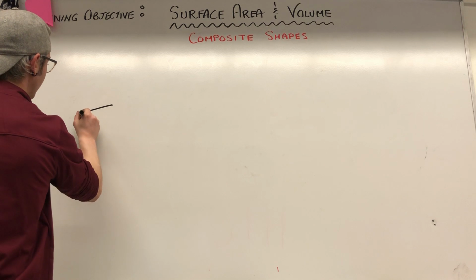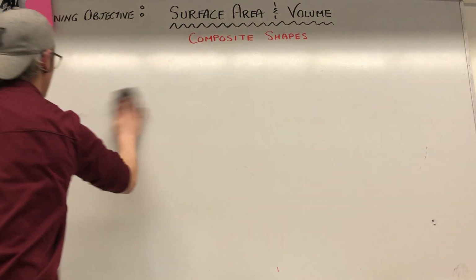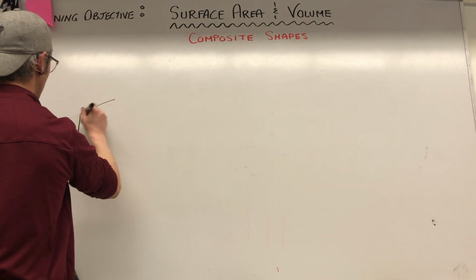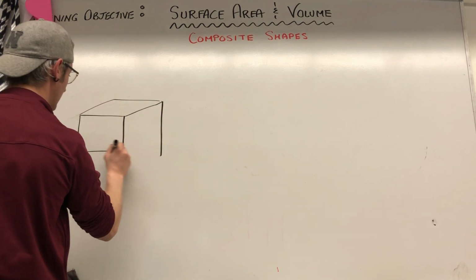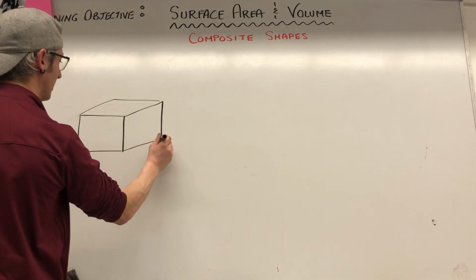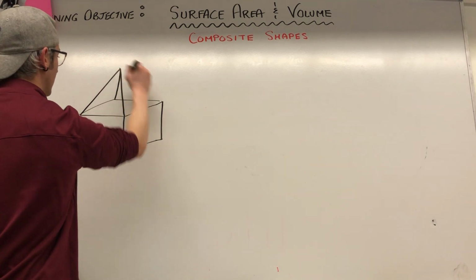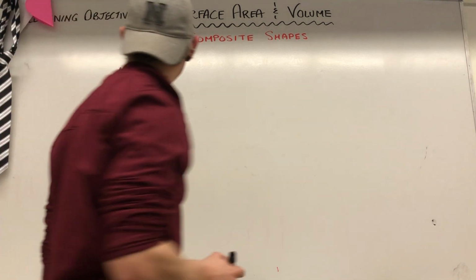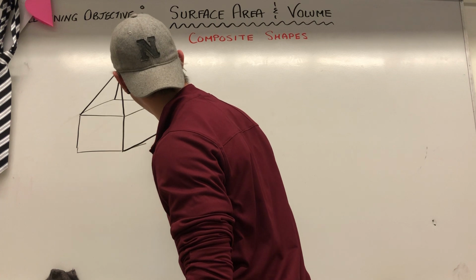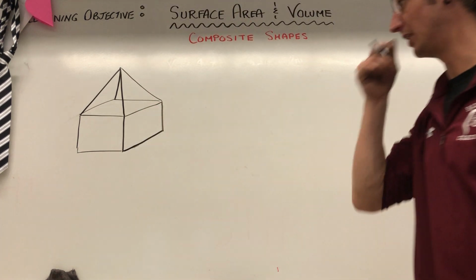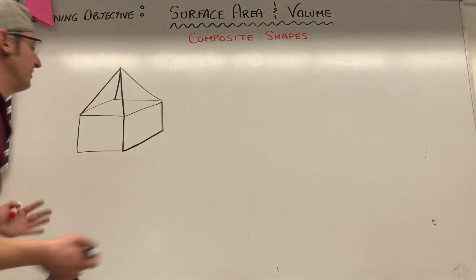I could have something kind of like a, oh, that's terrible. Okay, I know how to do this. Okay, so I've got a rectangular prism, and then let's say that this prism has a rectangular pyramid. A pyramid with a rectangular bottom, okay? So that's one kind of composite shape, and that's kind of the stuff you'll see.